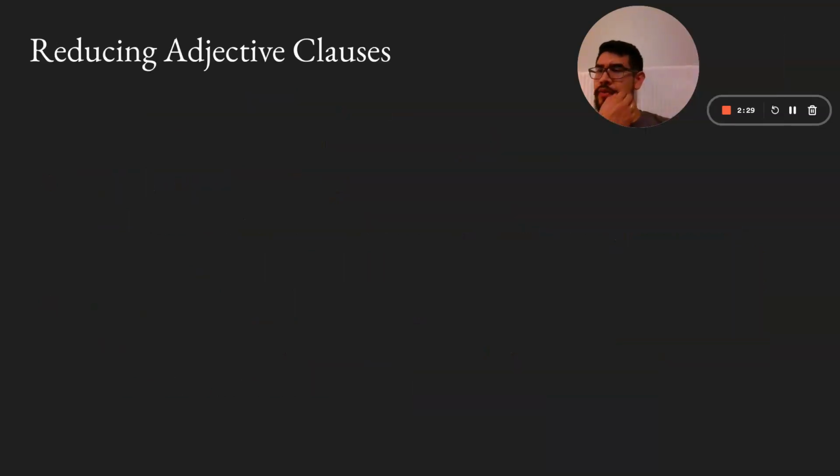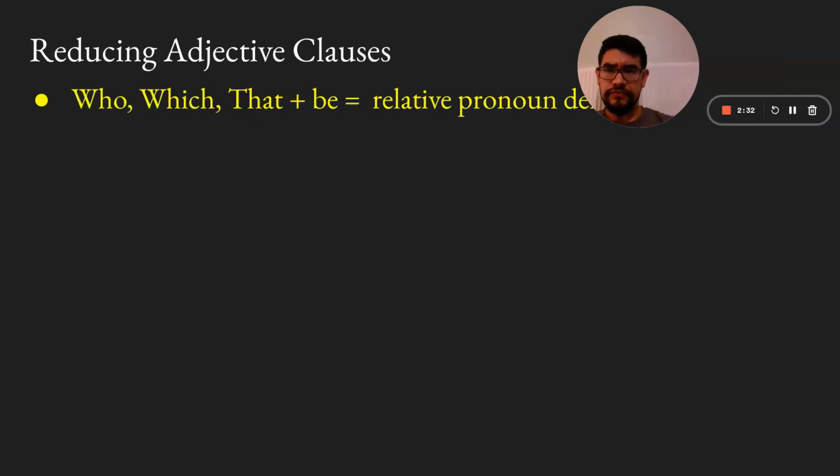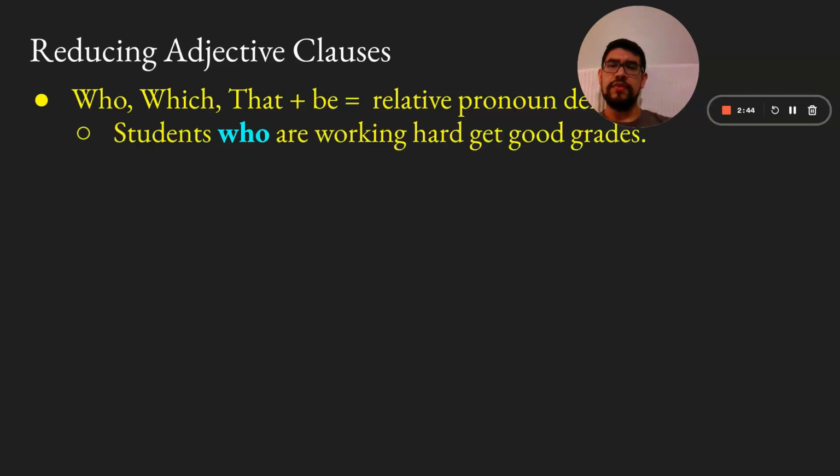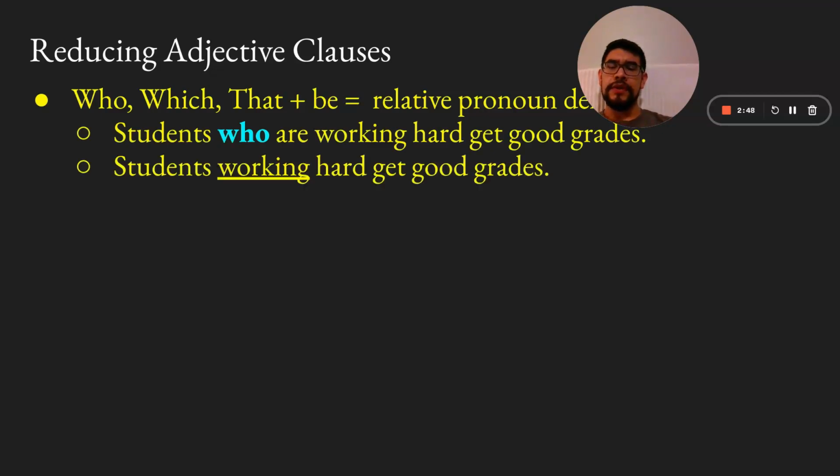Okay. Now we can reduce our adjective clauses. For example, if we have a relative pronoun who, which, that, plus any form of the to be verb, then we will delete our relative pronoun. So, students who are working hard get good grades. Students working hard get good grades. So in the first sentence, who gets deleted because we have who plus a form of the to be verb. So we delete the relative pronoun.